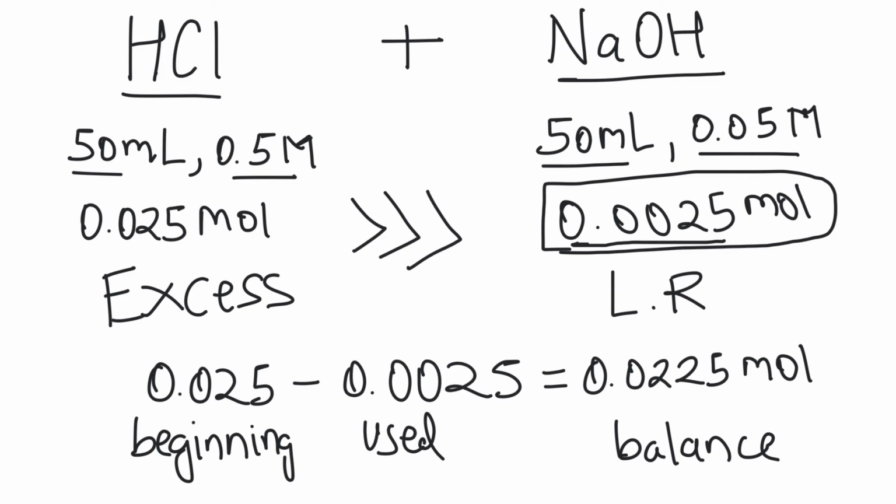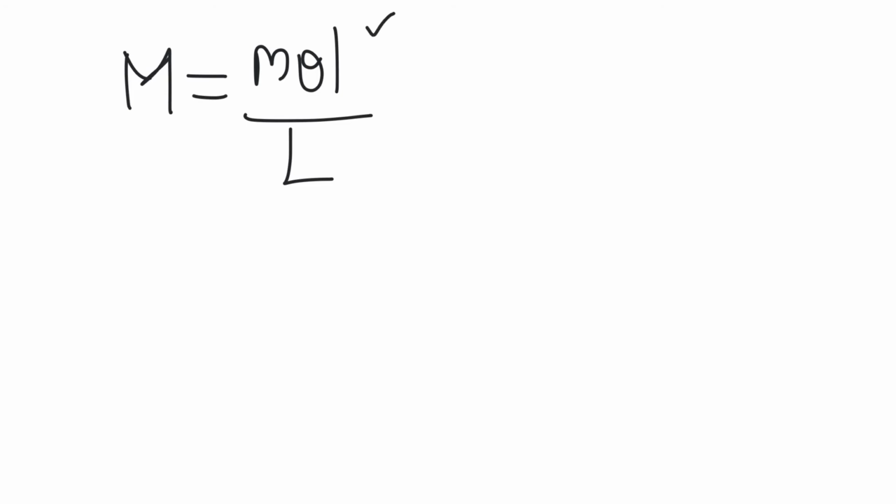And this is a very important number because now you are going to use this number and figure out the last part of your problem, which is asking you to find the molarity of the resulting solution. And so if it's asking you to find molarity, you have only one option, which is to use this formula: molarity equals moles over liters. Now, here's the thing. We already found this. What about my liters?